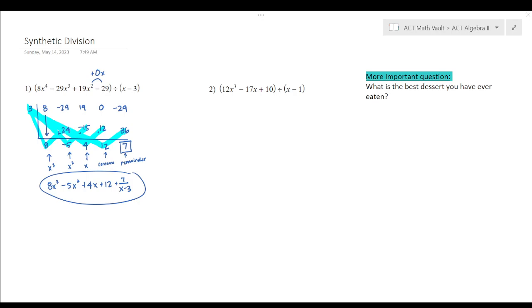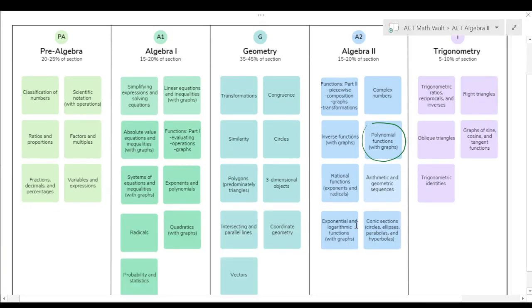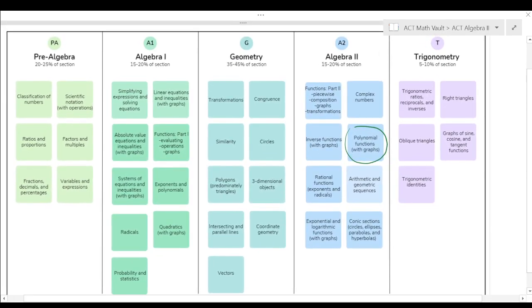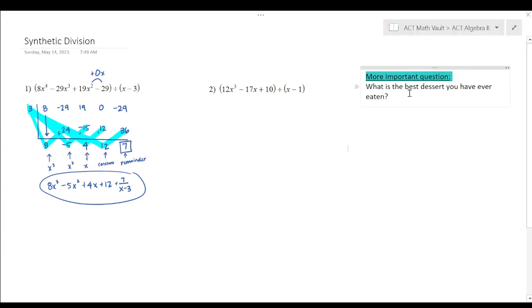So, before we dive in, I always like talking about how this relates to everything on the ACT. Well, polynomial functions is the subtopic of Algebra 2 that dividing with synthetic division involves. We are technically dividing two polynomials.